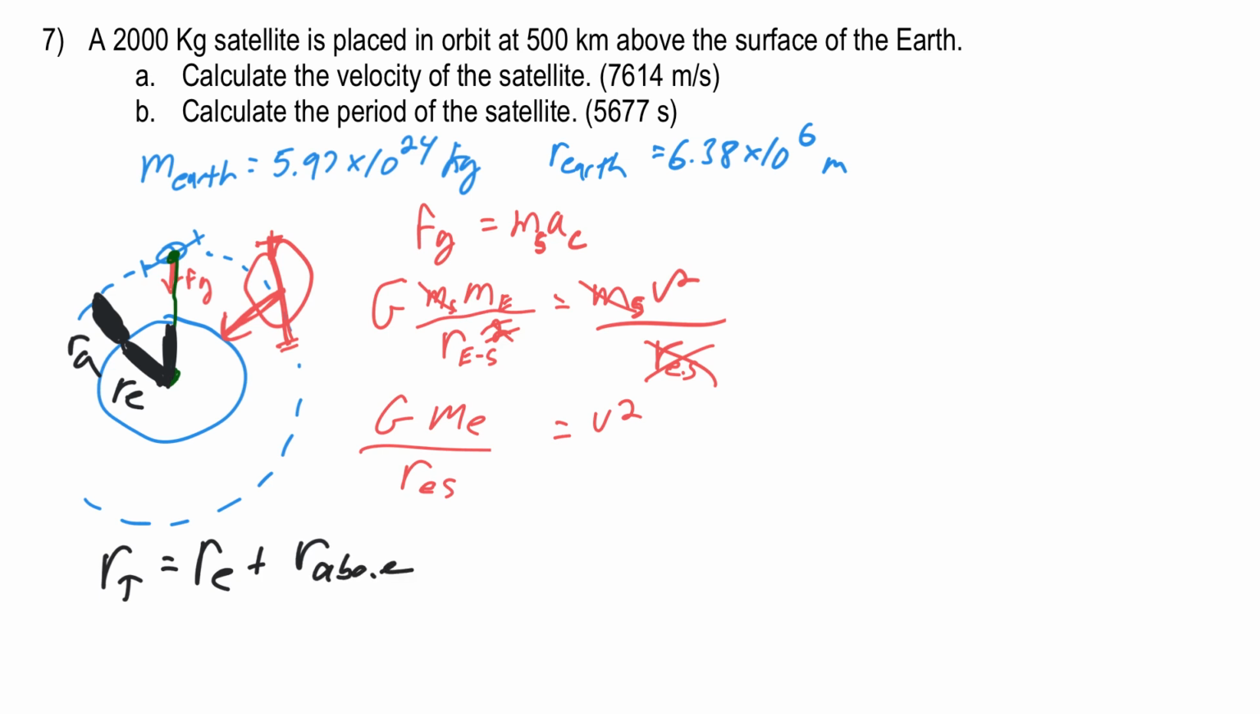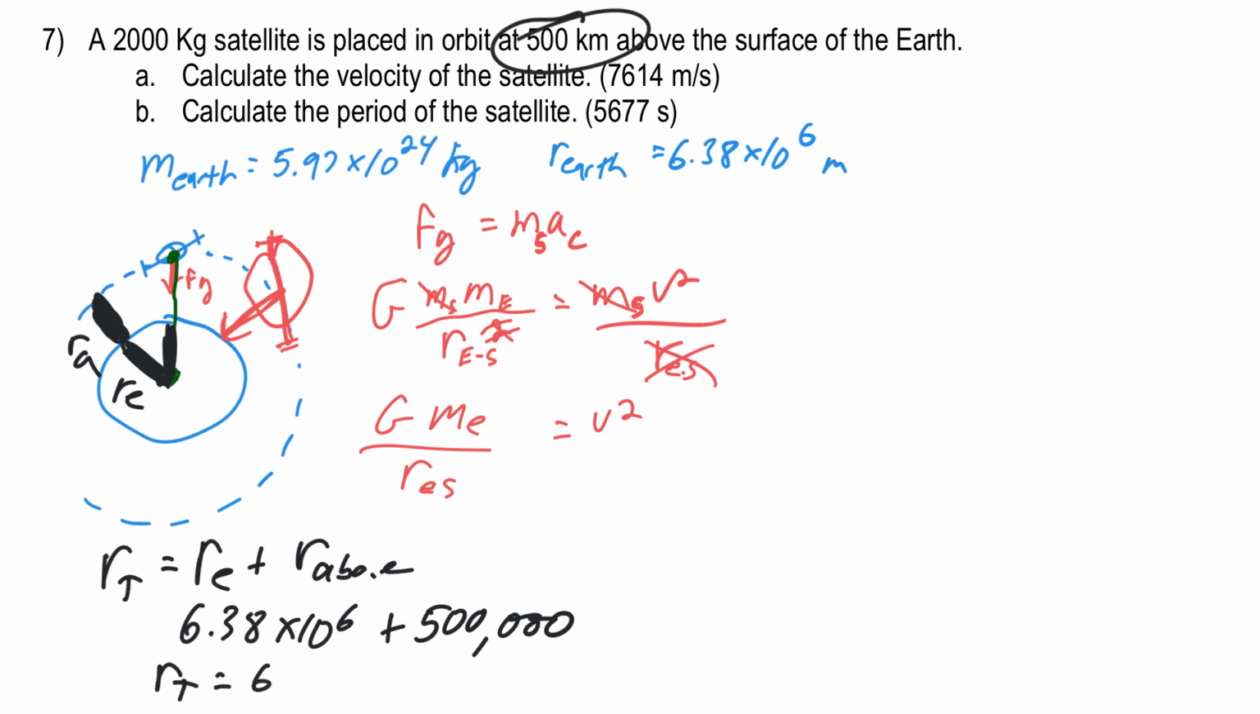So the radius of the Earth is 6.38 times 10 to the 6. The radius above the Earth, in this problem, is 500 kilometers. So again, 500 kilometers is 500,000 meters. So the actual true radius is 6.88 times 10 to the 6 meters. So just make sure you're using the true radius here when you solve for this problem.